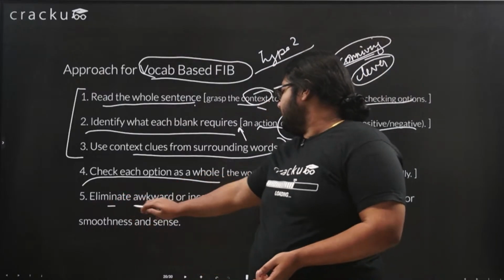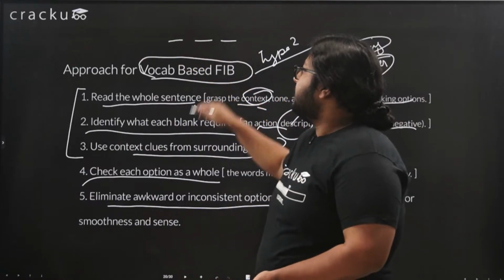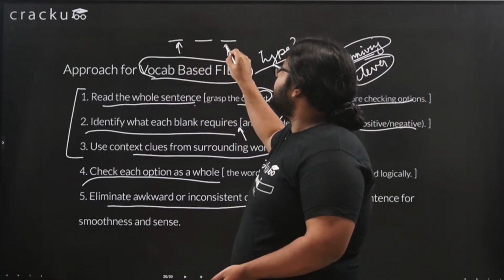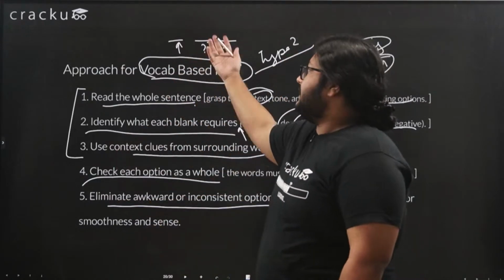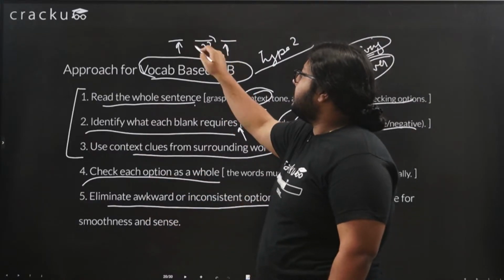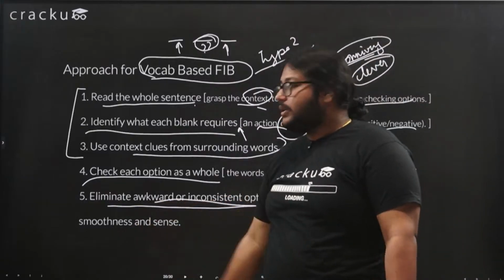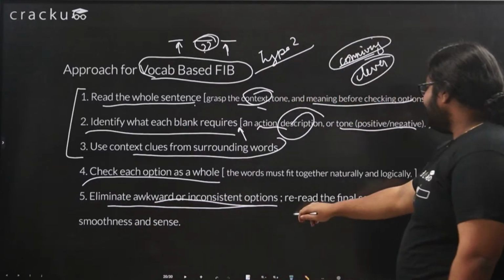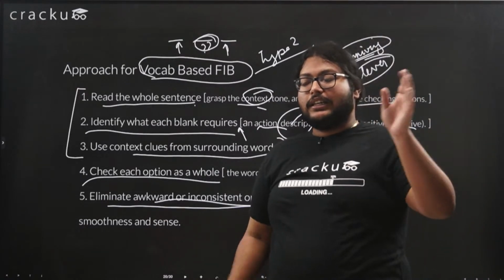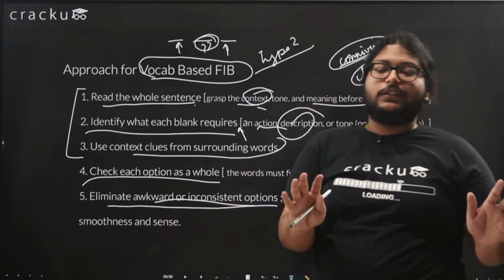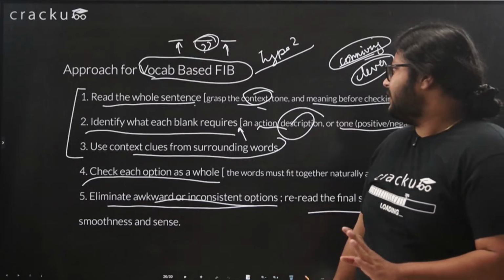Eliminate awkward or inconsistent options. Let's say there is a 3 blank sentence. In one option, two of the blanks are a perfect fit, but the choice for the third blank doesn't make sense. So eliminate those awkward or inconsistent options and reread the final sentence for smoothness. After you've picked out the correct set of words that we can use, reread it to ensure that it makes sense or not.